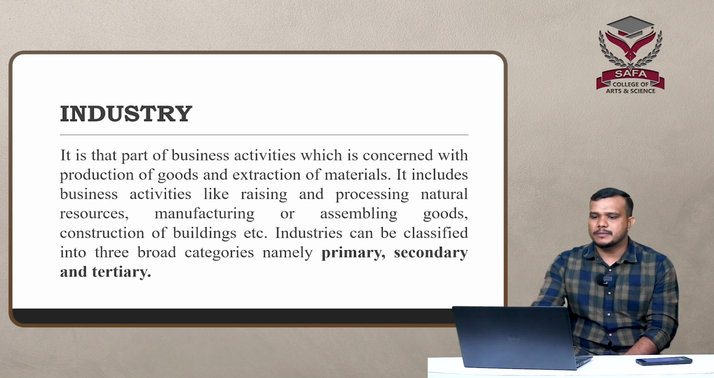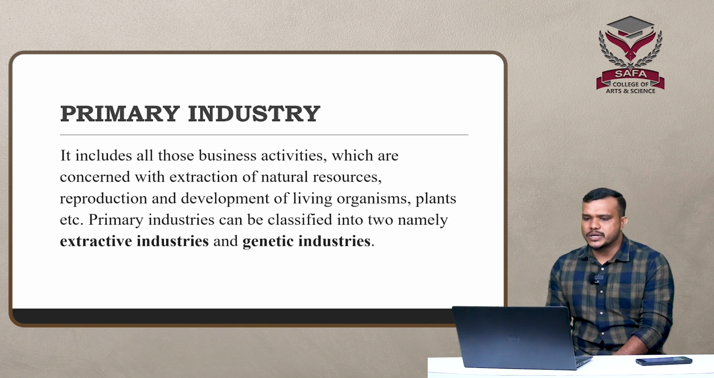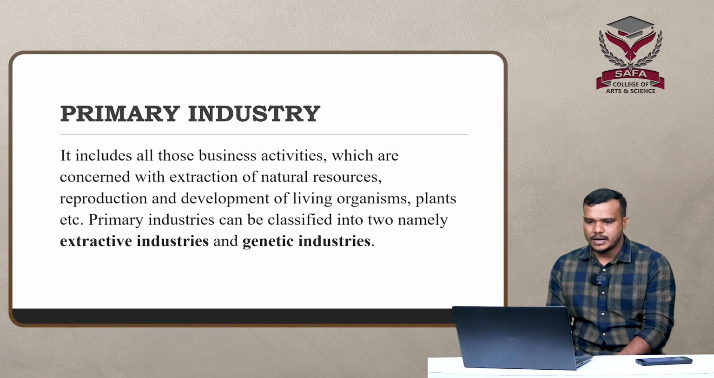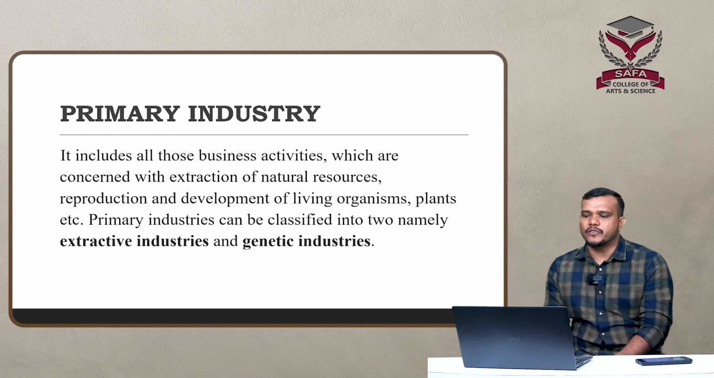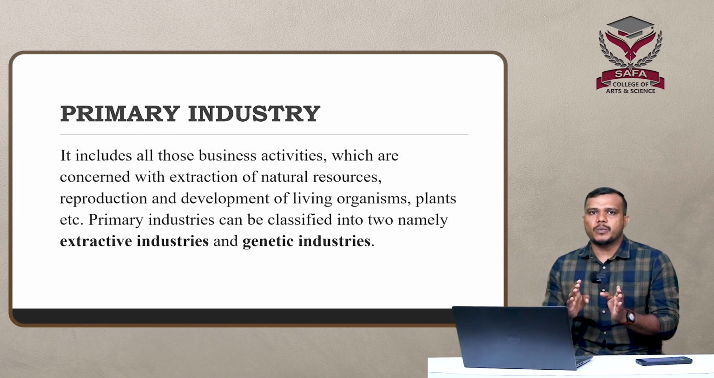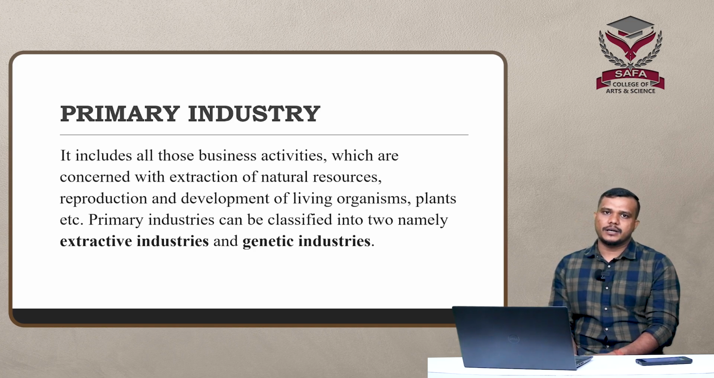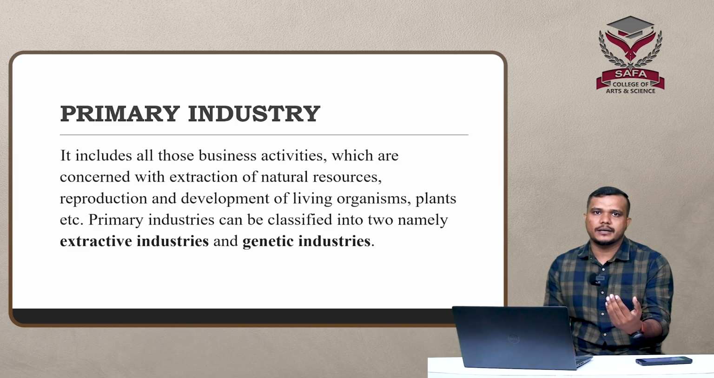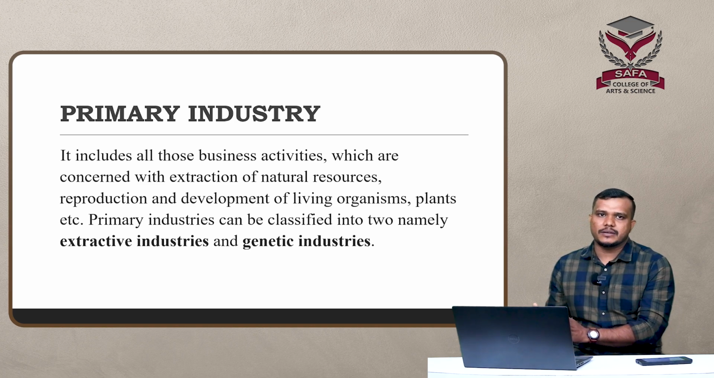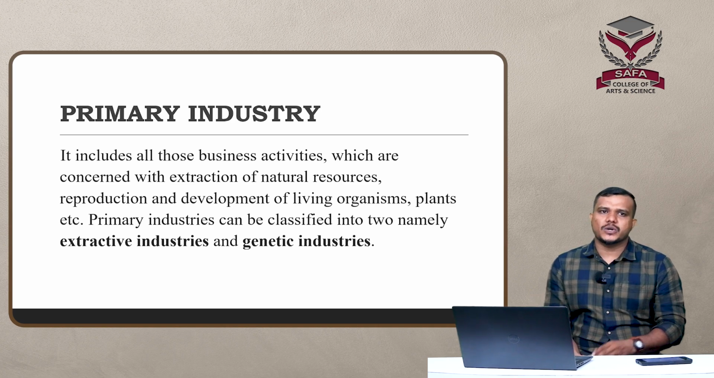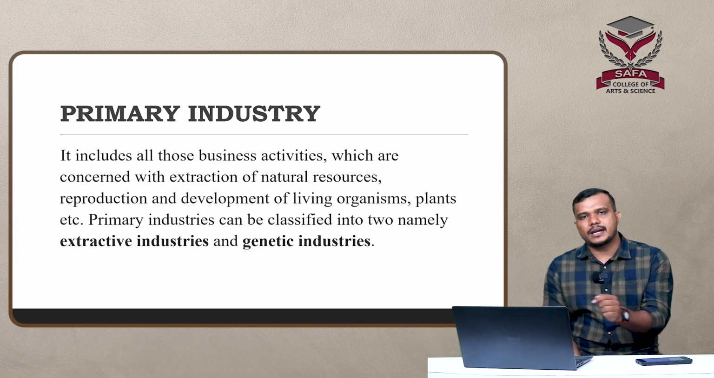So let us look at what is primary industry. Primary industry includes all those business activities which are concerned with the extraction of natural resources or reproduction and development of living organisms. There are two major activities in primary industry. First, extraction of natural resources from natural sources like soil, water and air. Another major activity is the reproduction of living organisms or multiplication of plants, etc. Primary industry is also classified into two categories, extractive and genetic.